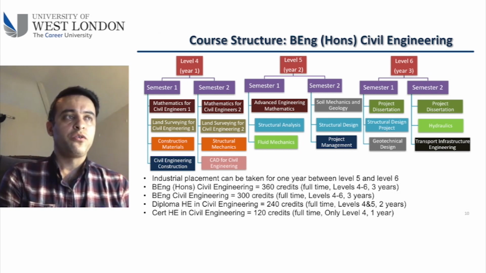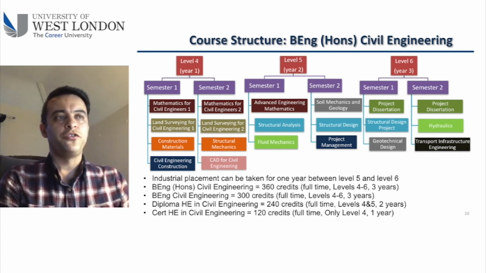You get that in the first year. In the second year, you will go through mathematics again, structural analysis and design, fluid mechanics, project management, and soil mechanics, and eventually in the third year, hydraulics, geotechnical design, structural design projects, and also transport infrastructure engineering. So all of them are delivered in 3 years' time. If someone finishes without, for example, the final year project or project dissertation, they will get a degree without honors. But those who complete the project dissertation will be awarded the BEng Honors in Civil Engineering, which in total has 360 credits in 3 years' time.